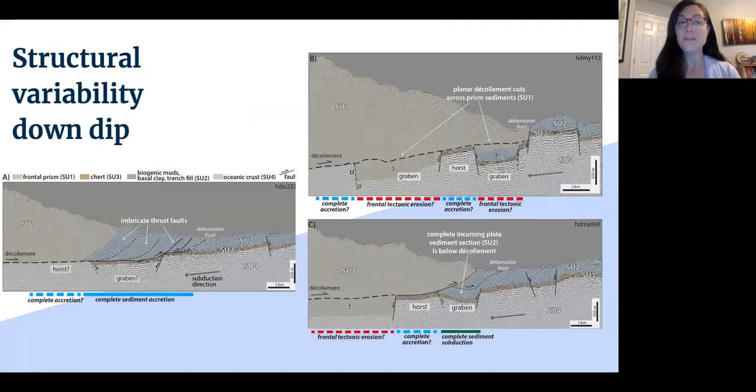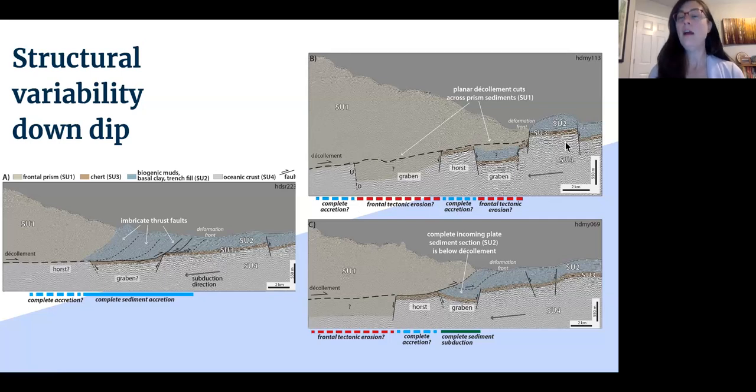Importantly, we notice significant structural variability, both down dip and along strike in the Japan margin on length scales of 5 to 10 kilometers. And this pane is an example of how the décollement and frontal prism structure can vary down dip. On the left here is an example of a section where there is nearly complete sediment accretion, where the décollement is localized near the base of the section along its entire length, allowing for sediment accretion.